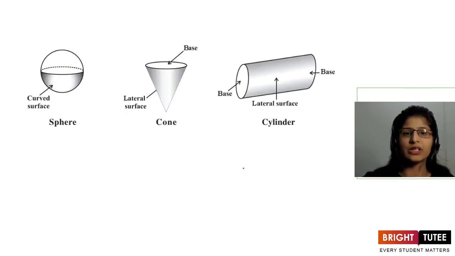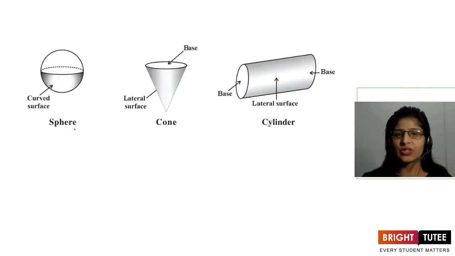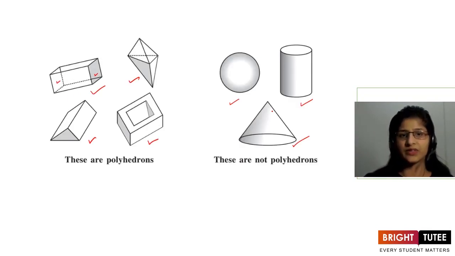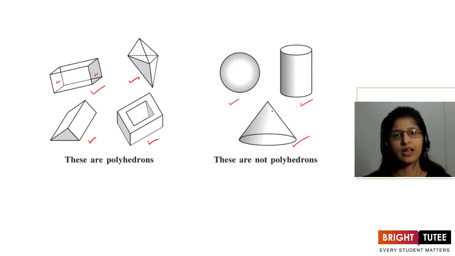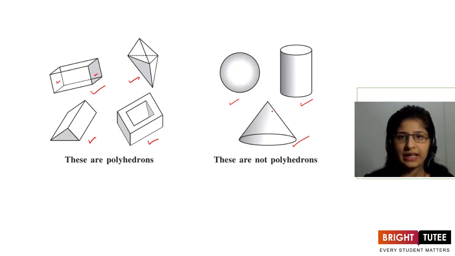Some of the things that you need to recall: we have learnt that a sphere has a curved surface. In a cone, the lateral surface is curved and the base is a circular part. In the cylinder also the lateral surface is curved. But in polyhedrons we don't have any curved surfaces. So the difference is clear now.